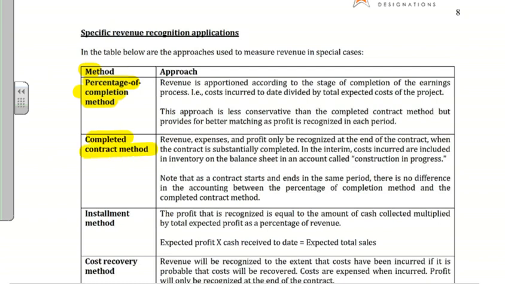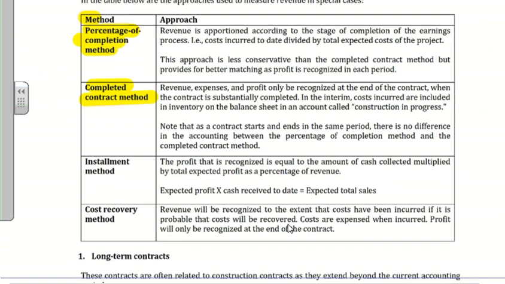Completed contract method. The completed contract method says that revenue, expenses and profit, etc. is only recognized when? Upon completion of the contract. That's why it's called the completed contract method. Okay. Installment method. Profit that is recognized is equal to the amount of cash that I've collected, times the total profit as a percentage of revenue. Again, it works on a percentage or an installment basis.